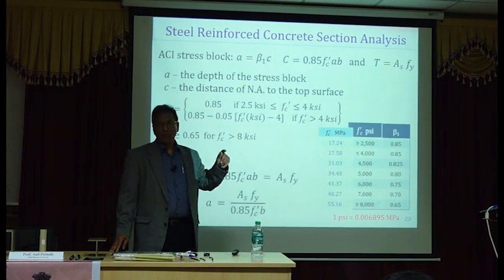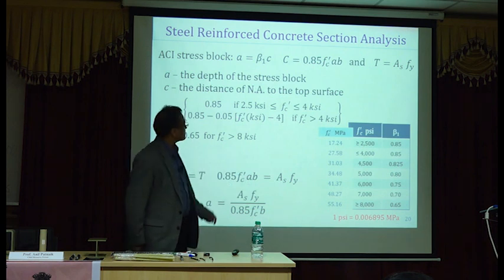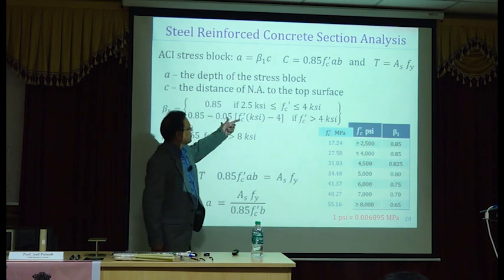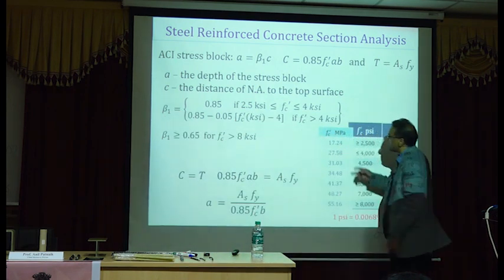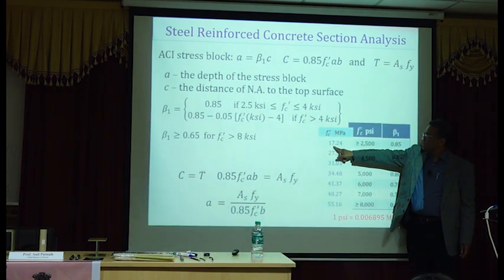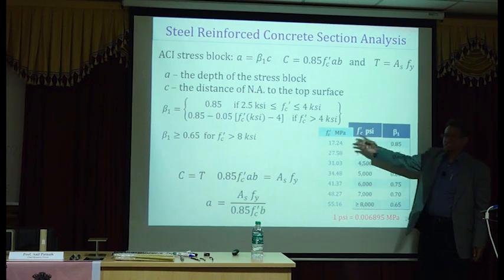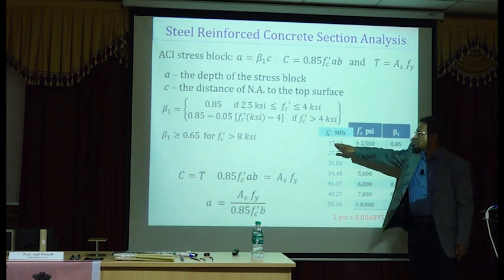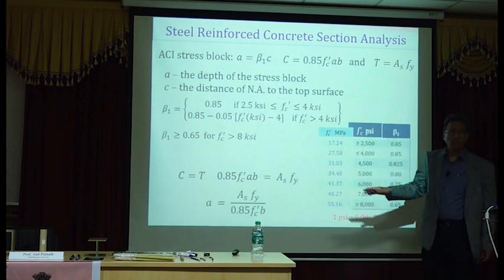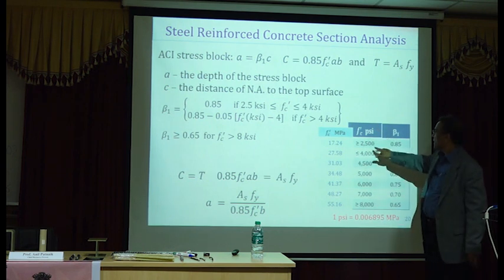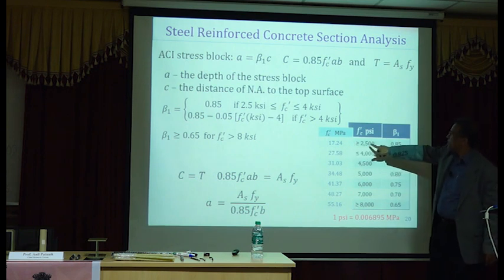For weaker material, like 4000 psi concrete, the beta 1 is 0.85. I have the conversion here for an F prime C of 17.24, which is highly unlikely. No one uses this low grade of concrete in most of the structural work in the Western world. This one here is 17.24.